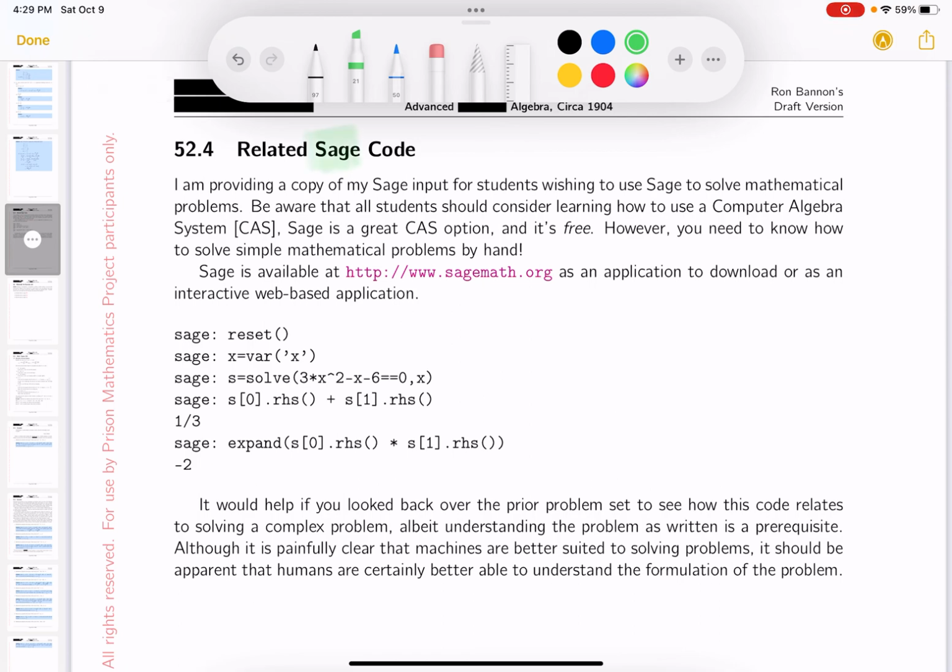SAGE. What is it? A Computer Algebra System, or a CAS. It's open source software. It's free. It's available at this website over here. You can download it or use the interactive web-based application. Try it, all right? You'll see some new stuff over there. Hopefully you're starting to think about what's presented to you. But I'll be honest with you, maybe you don't. Maybe you don't want to do that. You don't have to, all right?